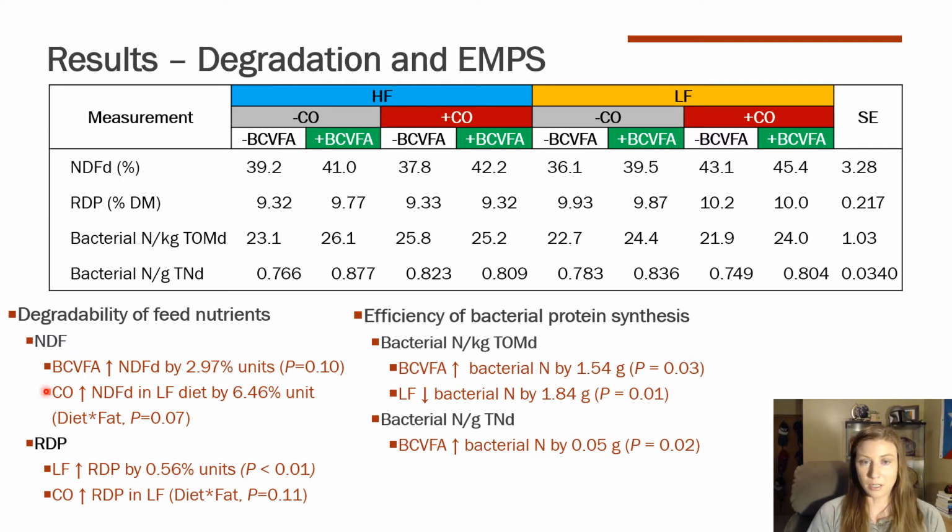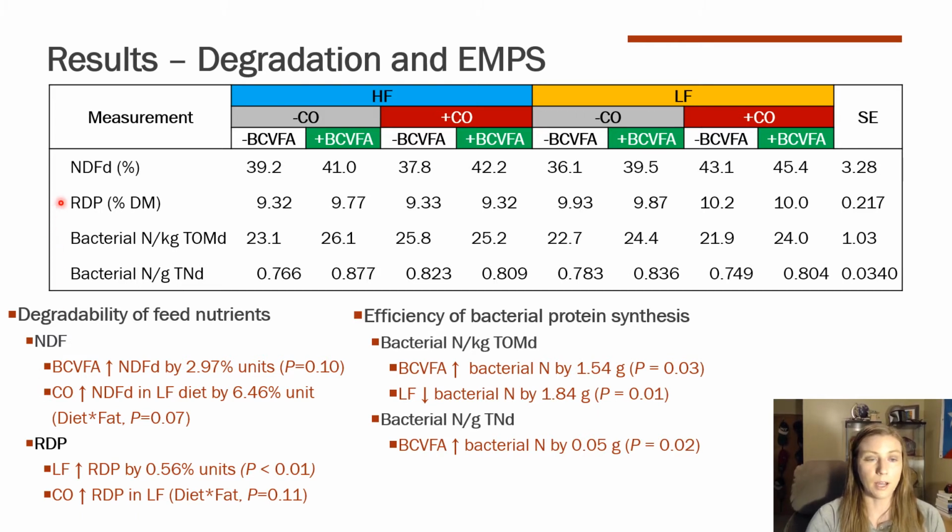Now, this was unexpected since corn oil should have a bacteriostatic effect on cellulolytic populations, but we did have a very controlled pH environment where our pH ranged between 6.1 to 6.8, so our cellulolytics weren't very stressed. Therefore, this PUFA dose didn't have the bacteriostatic effect that we expected.